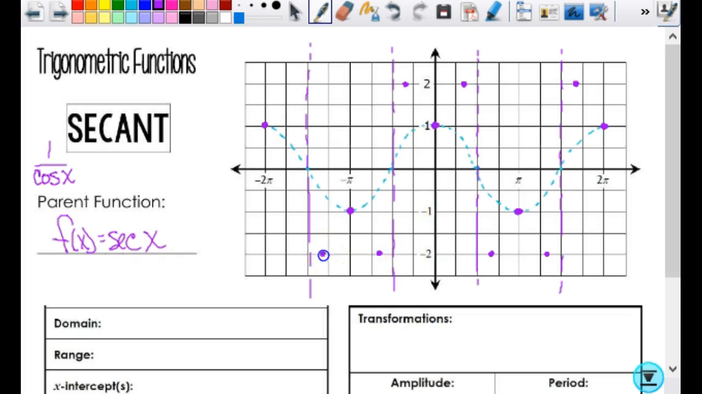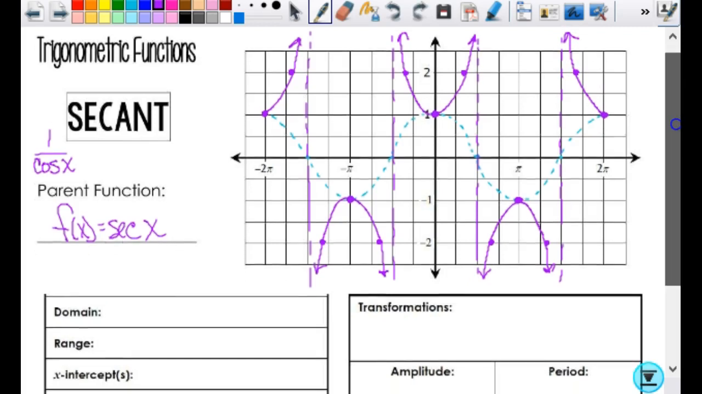Same kind of thing that happened with sine, because just like with sine and cosine, secant and cosecant can be made into each other just by a horizontal shift. So it looks like this. All right, there we go. Everything that's in purple is your secant graph.